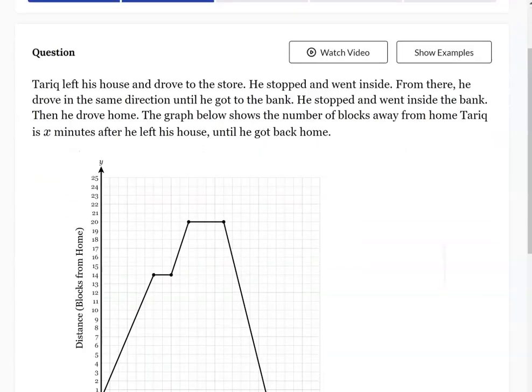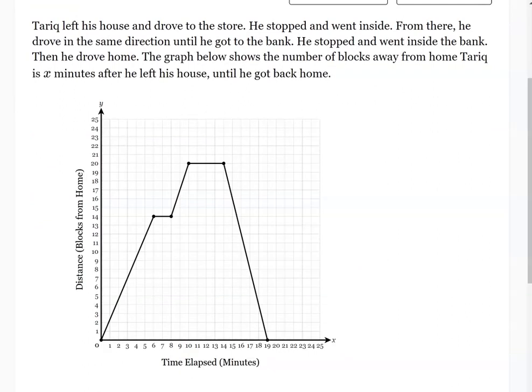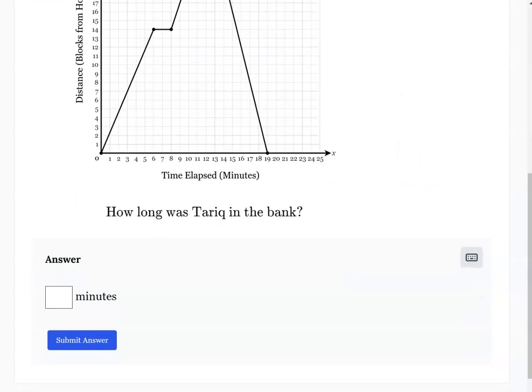Let's take a look at one more story. Tariq left his house and drove to the store. Then he stopped and went inside. From there, he drove in the same direction until he got to the bank. He stopped and went inside. So it's the same story, similar graph, and let's take a look at this question.